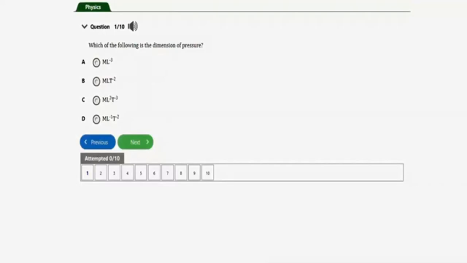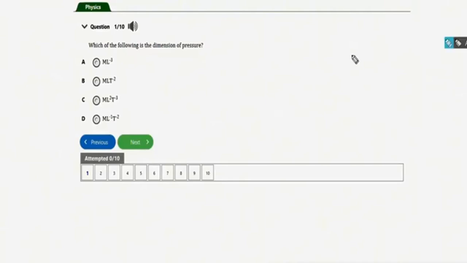In this video, you're going to learn how to solve problems involving dimension of physical quantities for your JEEs. So we're going to practice with 7 repeated questions for this topic. So let's get started with the first one I have here. Alright, so it says, which of the following is the dimension of pressure?